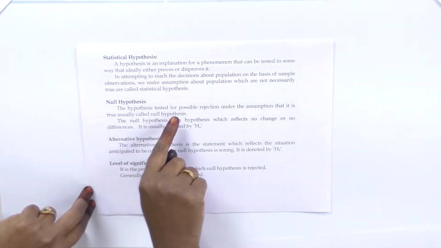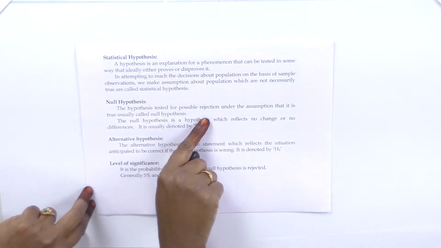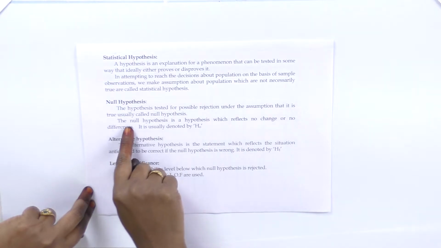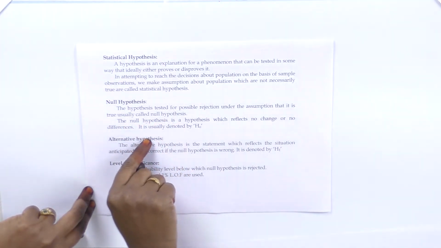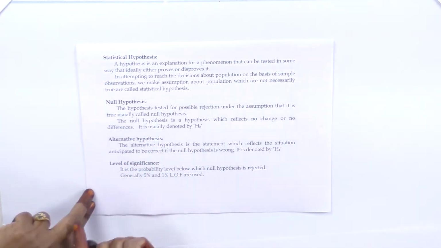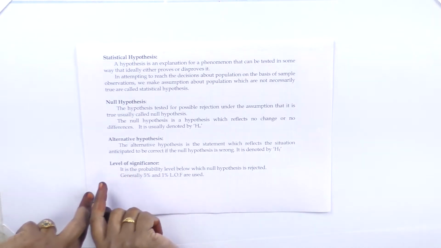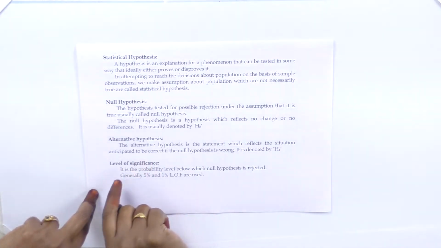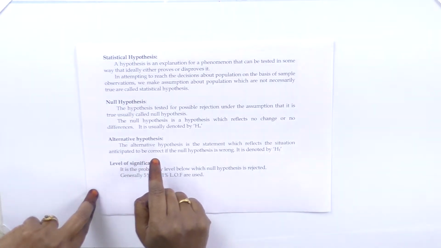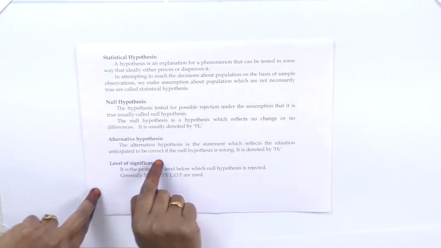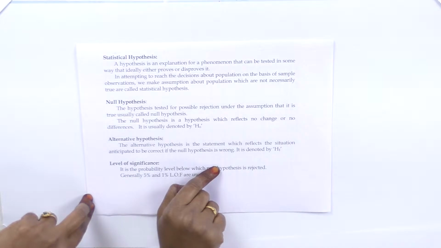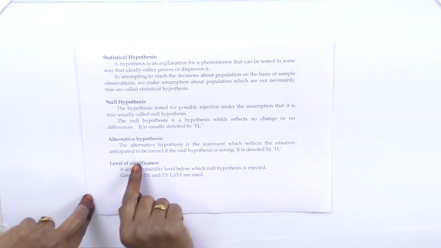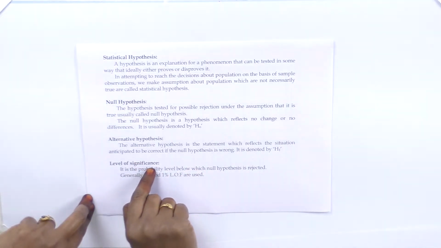The hypothesis is tested for possible rejection under the assumption that it is true. That is usually called the null hypothesis. The null hypothesis is always denoted by the letter H0. And the alternative hypothesis reflects the situation anticipated to be correct if the null hypothesis is wrong. The alternative hypothesis is always denoted by the letter H1.